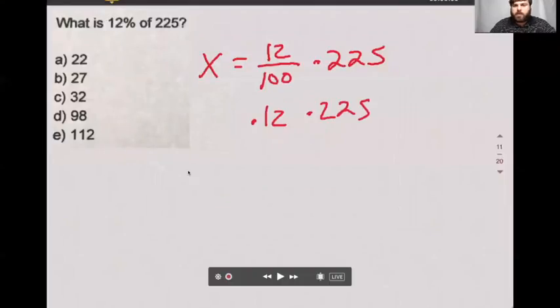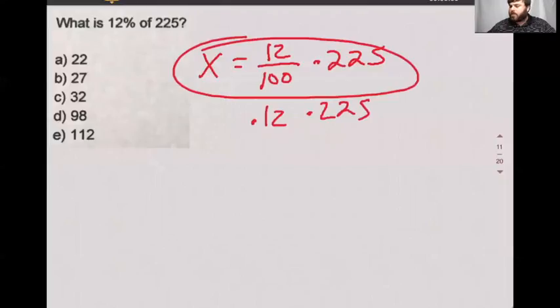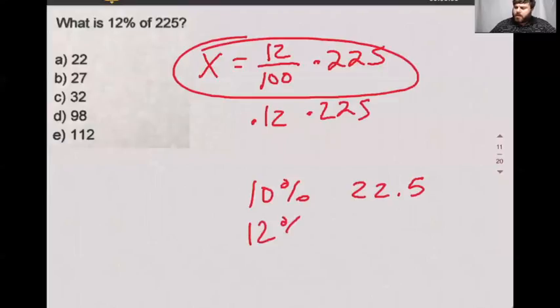But remember, the whole key here is just writing it in an equation from words, converting it right directly into an equation. Does 27 make sense? What's 10% of 225? 10% is 22.5. So we're looking for 12%. So that would make sense why 22 can't be the answer, because that's less. 112 is more than half. Oh, well, it's just about half, so it's more like 50%. So there's a couple things you can eliminate. Remember, if you can eliminate choices, that always helps.